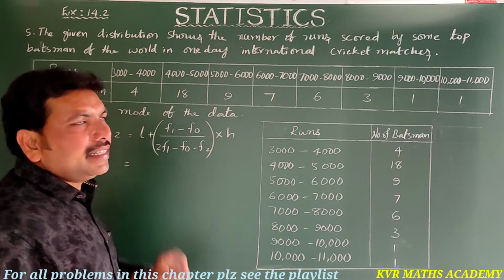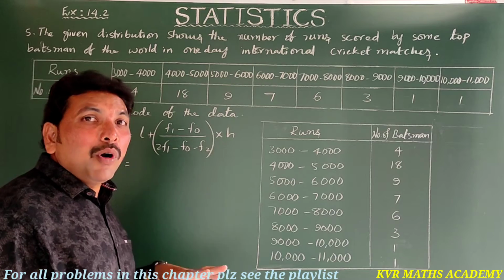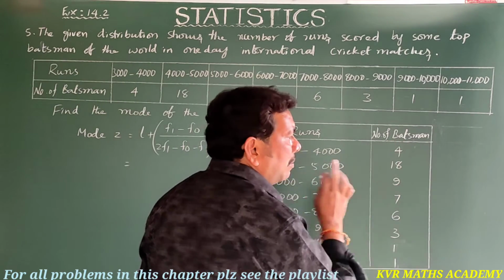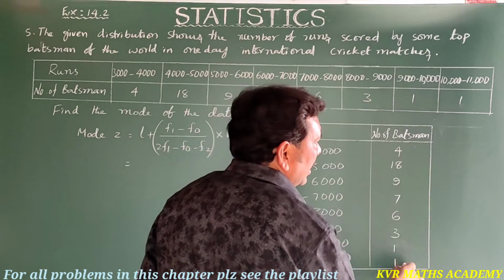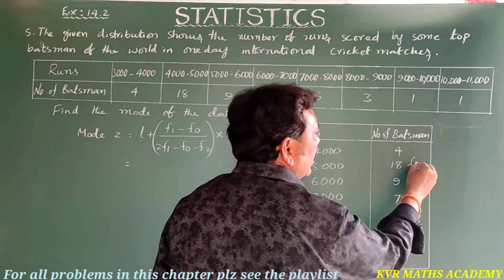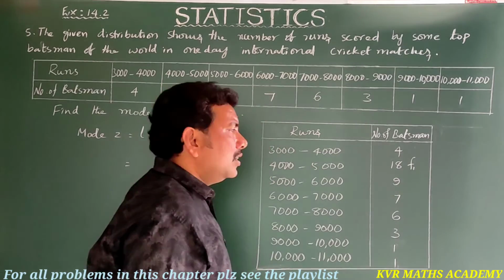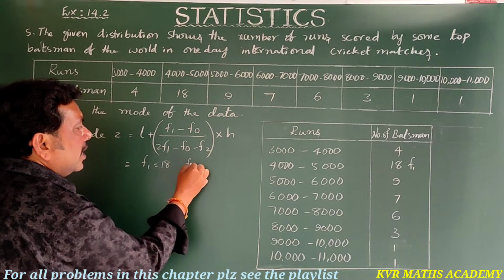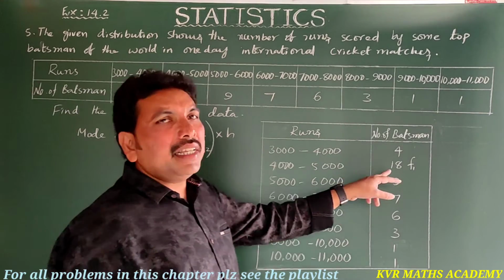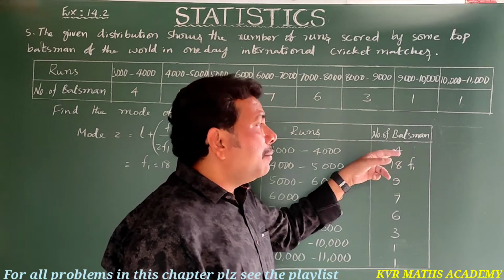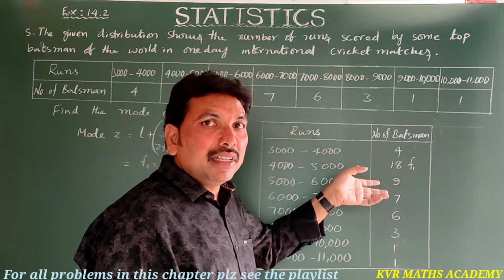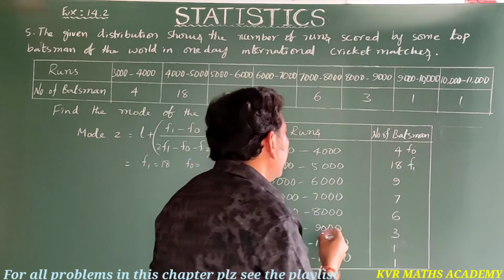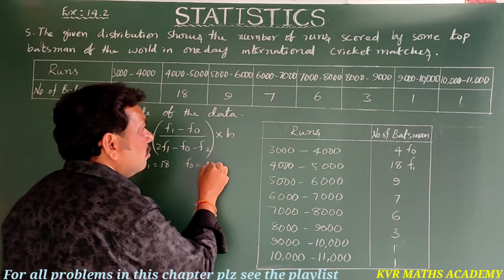So first, what is F1? F1 is the modal class frequency. What is the modal class here? The highest frequency in the table. What is the highest frequency? Yes, 18 is the highest frequency, so it is the modal class. So F1 is equal to 18. Next, what is F0? F0 is the frequency of the class preceding the modal class, this one only. So F0 is equal to 4.